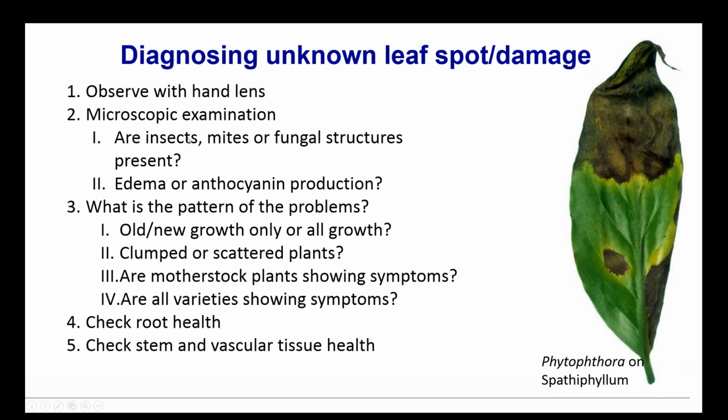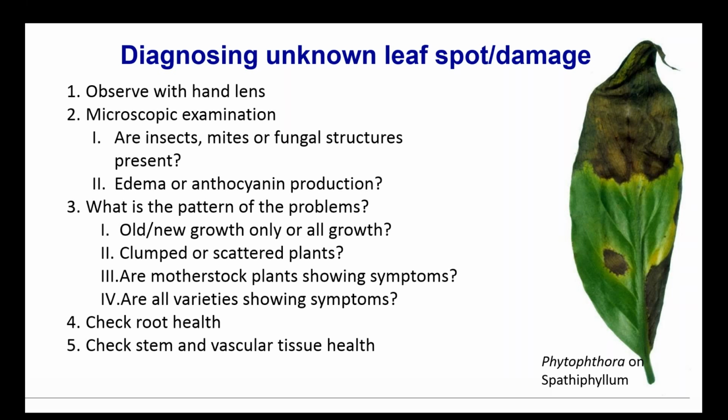You want to ask some other types of questions. Are all of the varieties showing symptoms, or is it just some of the varieties? You want to look at the root health of the plant. As we indicated earlier, some leaf pathogens can also cause root rot. And if you have unhealthy roots, regardless of whether there's a pathogen there, it goes without saying that your plant isn't going to be as healthy. Perhaps the leaf spot symptoms are simply a symptom of poor root health.